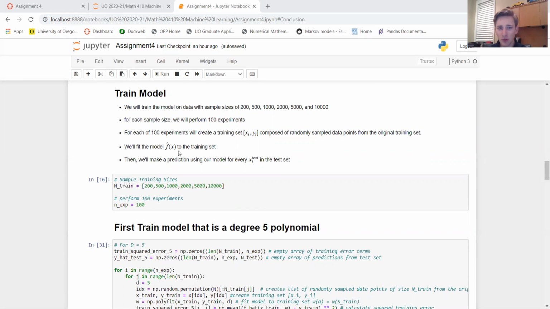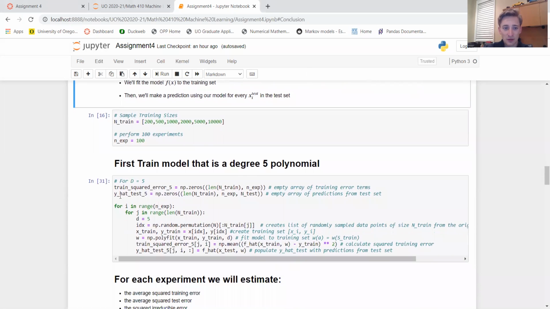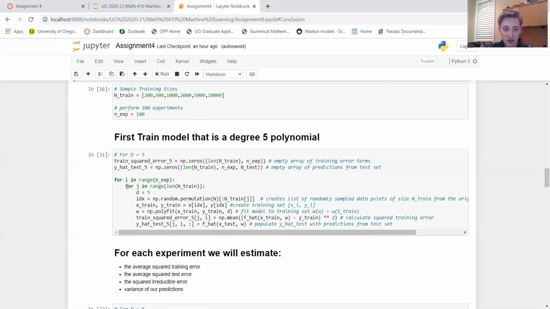So for example, if we are training the model with a sample size of 200, that means we're going to select 200 data points randomly from that 1,000,000 training set and use those to fit our model, and then we can make predictions and test the error and whatnot. So to train the model, we can use a simple nested for loop, which does what I just described.